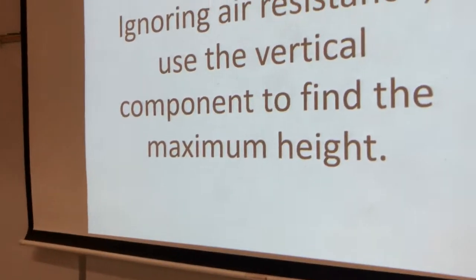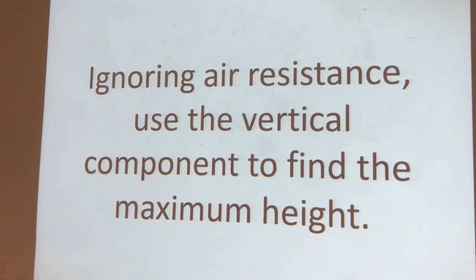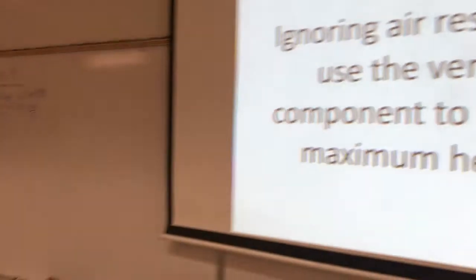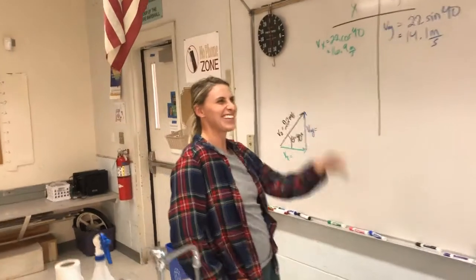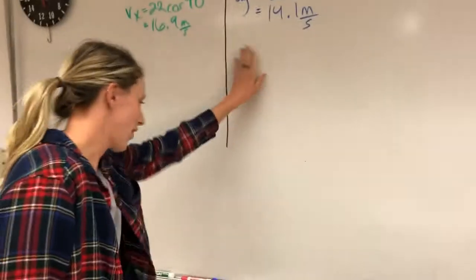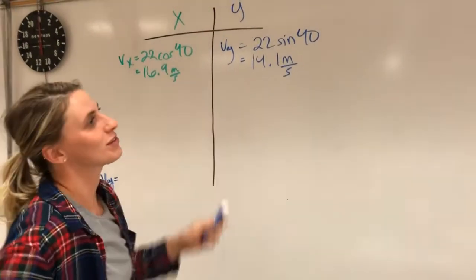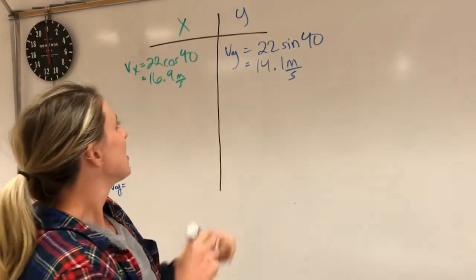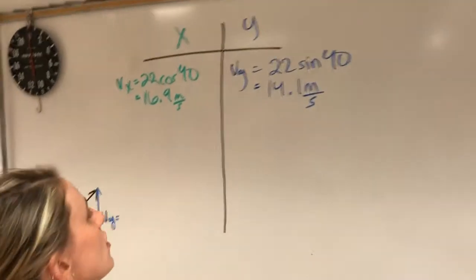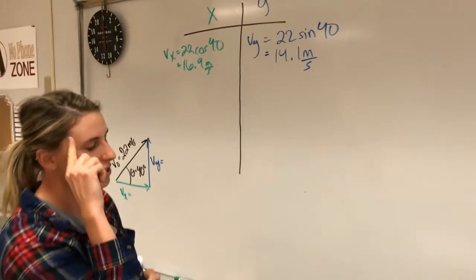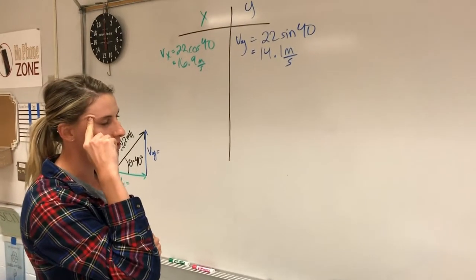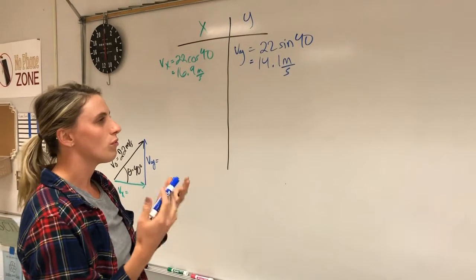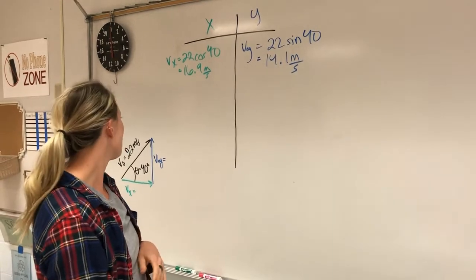Next. Okay, ignoring air resistance, use the vertical component to find maximum height. Isn't that nice? They told you what component to use. Okay, so we're gonna go over here, the vertical component. What do we know though, before we can find it? Oh, great question. Okay, so remember those things that we said, you have to remember these things. When are things zero? What's our acceleration?